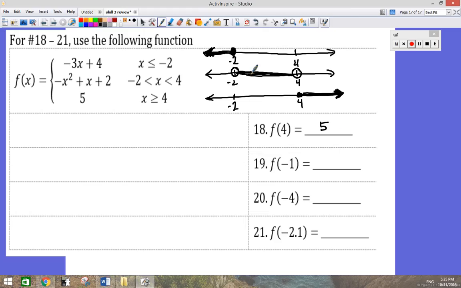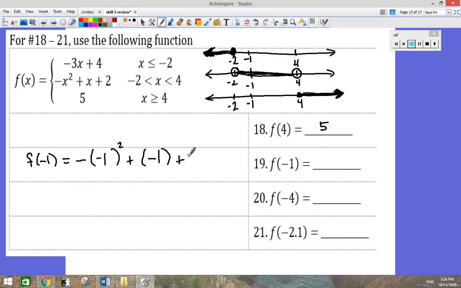Negative 1. Well, I know that negative 1 is between negative 2 and positive 4, and it's shaded here. Negative 1 is not shaded on this number line, nor is it shaded on that number line. So I need to use this middle equation when I plug in negative 1. So let's come over here and do some scratch work. If we plug in negative 1, everywhere we see an x, we replace it with negative 1. This is saying take the opposite of x squared. Well, x is negative 1. That's my input. Then add the input. Well, I'm adding a negative 1.